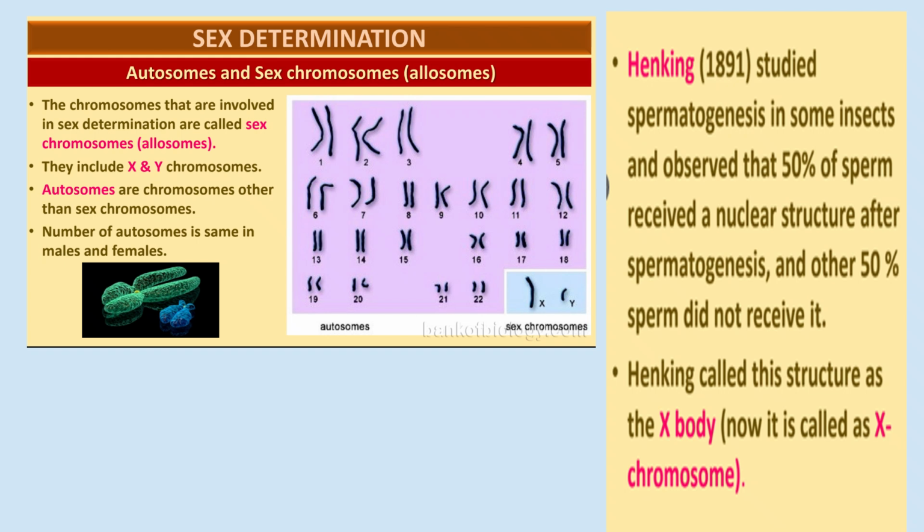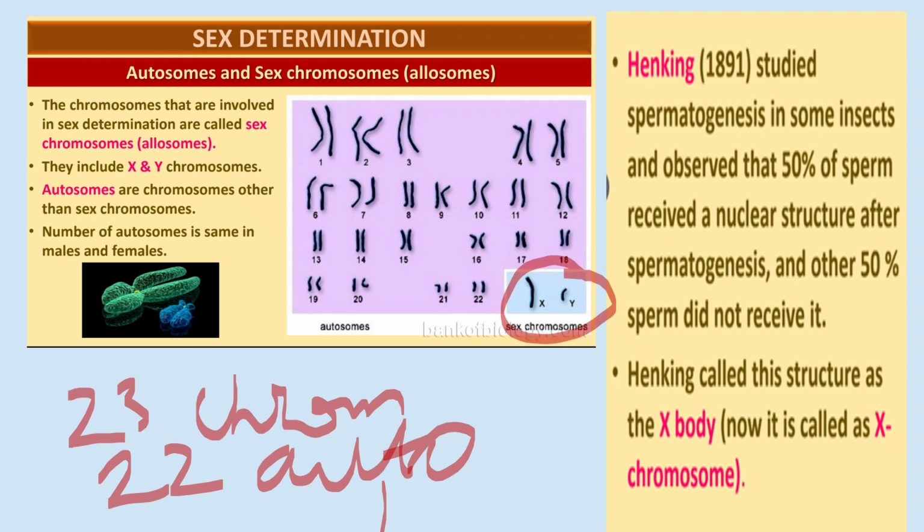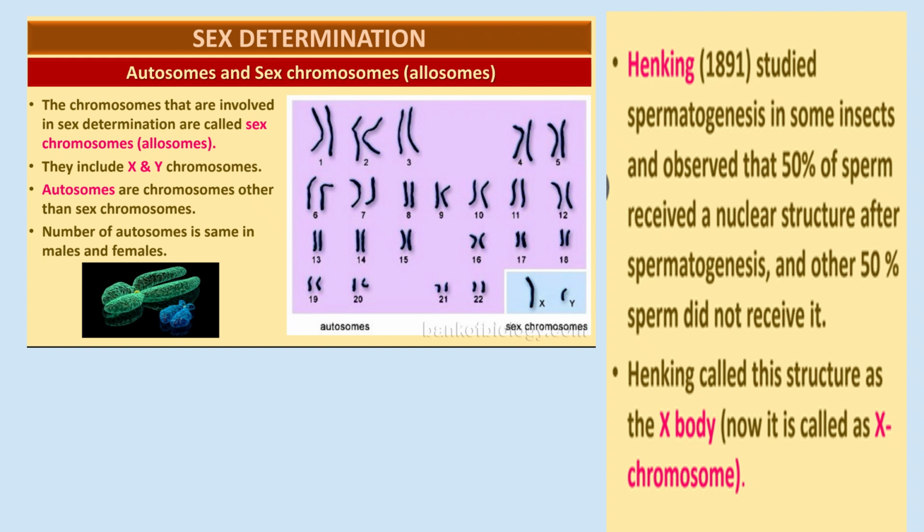humans. Before we proceed, you know that humans have 23 pairs of chromosomes. We have known this many years ago. Out of which 22 are autosomes. Autosomes means they do not carry any gene for gender determination. And one pair is the allosome. As you can see here, one is an allosome or a sex chromosome, and the remaining 22 pairs are autosomes. And this was given by Henking.